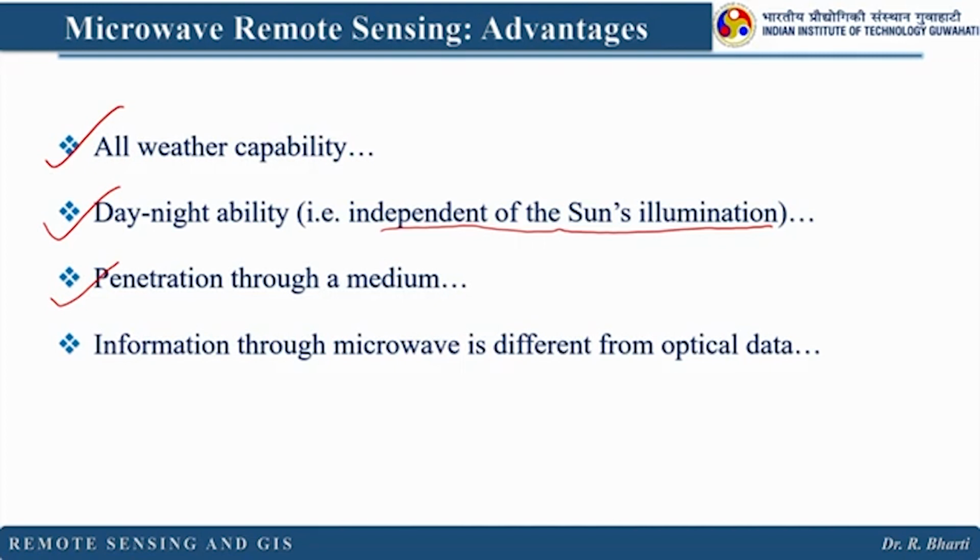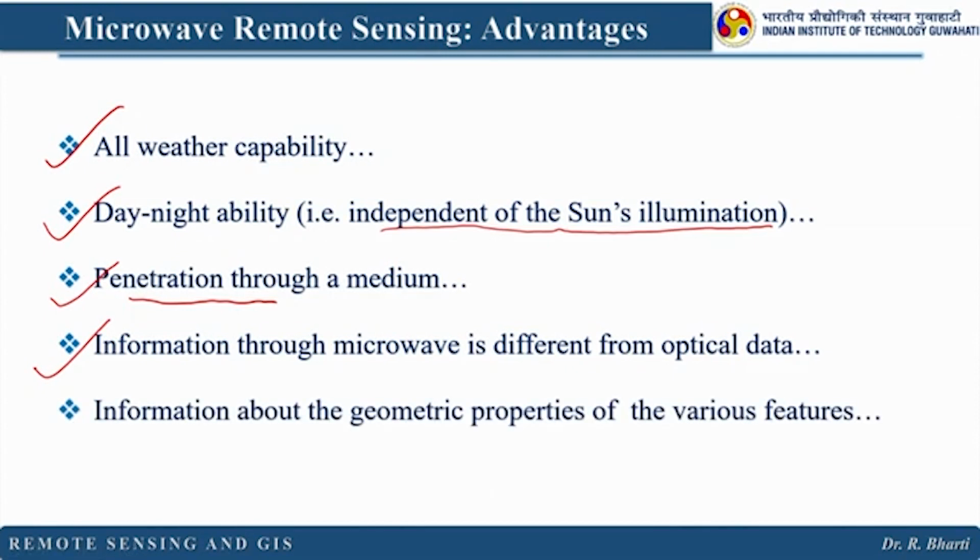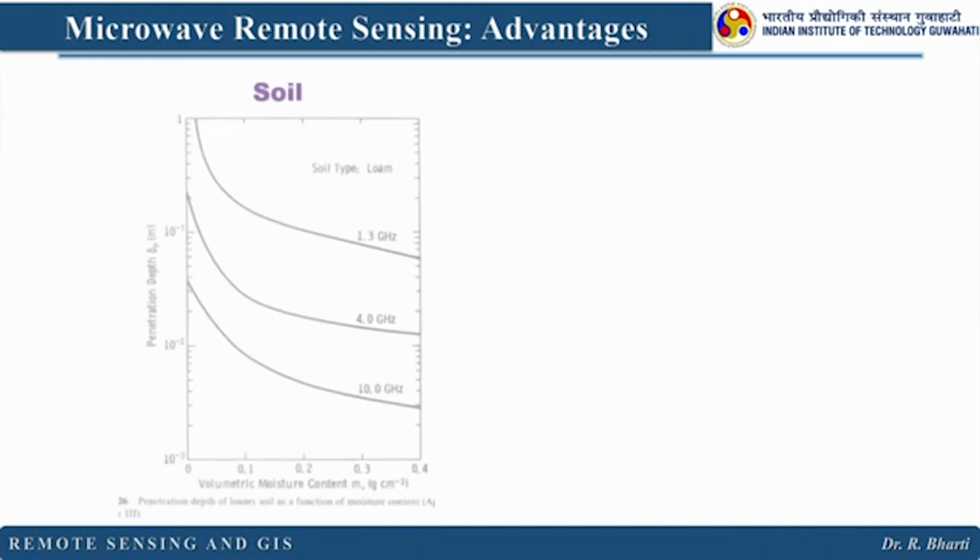And then information through microwave is different from optical data. How is it different? Because this is backscattered and the wavelength is longer. So your penetration will be there, right. And then that indicates you will have more structural information rather than compositional information. Information about the geometric properties of various features, that is the positive or advantage of this microwave remote sensing.